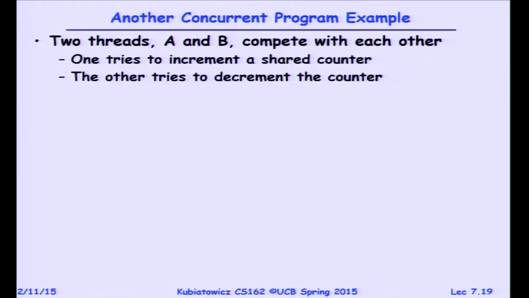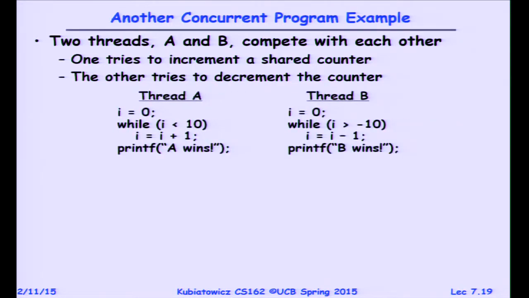Okay, we're a little bit behind today, but that's okay. So I wanted to give you one last example of motivation, then we're going to talk about ways of dealing with this. So suppose you have 2 threads, A and B, and they want to compete with each other. One tries to increment a shared counter, the other one tries to decrement it. Okay? Here's the code.